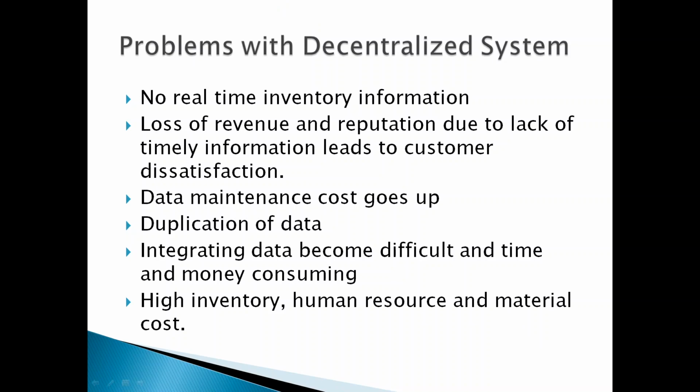Now, suppose the product is out of stock and the sales team approaches the production planning team to manufacture the product for future use. The production planning team checks the availability of the raw materials required. In a decentralized system, raw material information is stored separately by production planning as well as the inventory department. Thus, the data maintenance cost goes up.